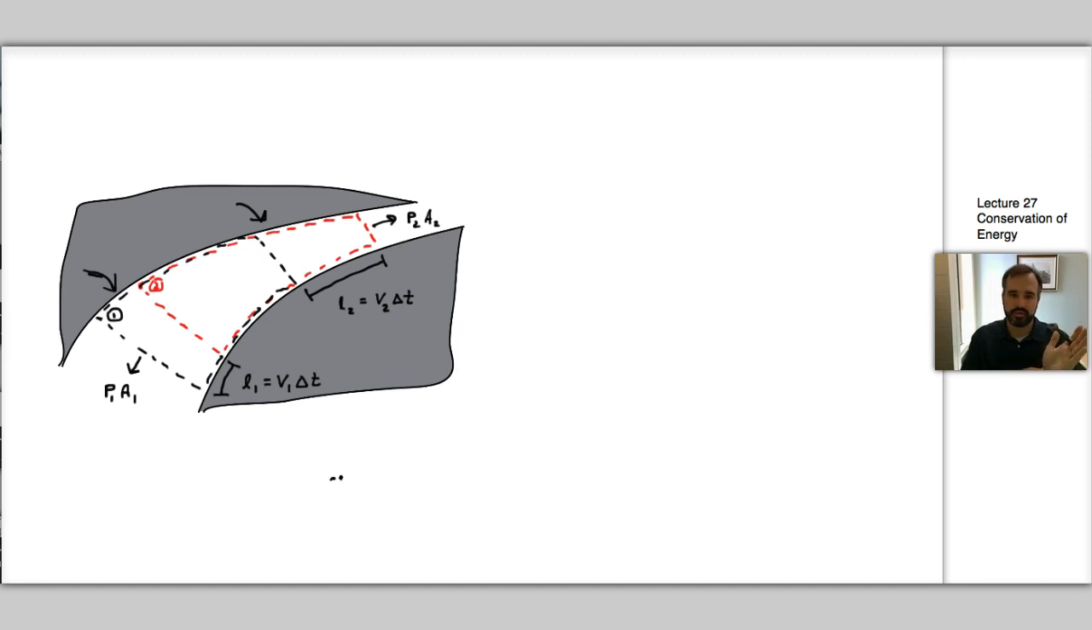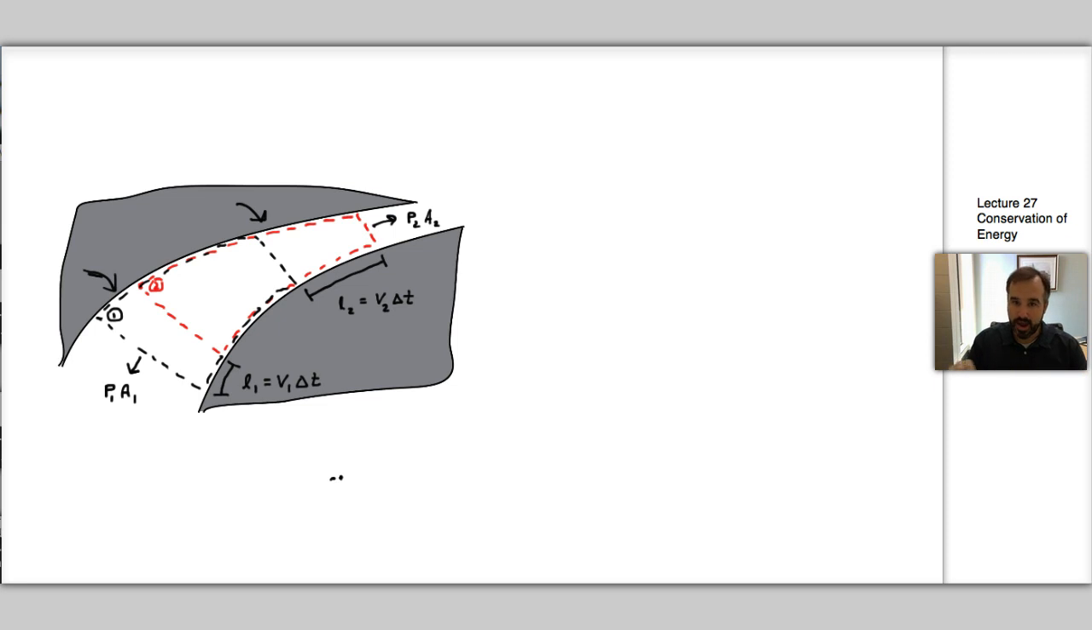which is V1 times delta t, but the other surface at the other end is going to move faster because it's accelerating more, and so it's going to travel a distance L2, which is the velocity at that point times delta t as well. And then at those two surfaces, we have pressure. So we have pressure at 1 times A1 to get the force there, and then pressure at 2 times A2 to get the force at the other end.